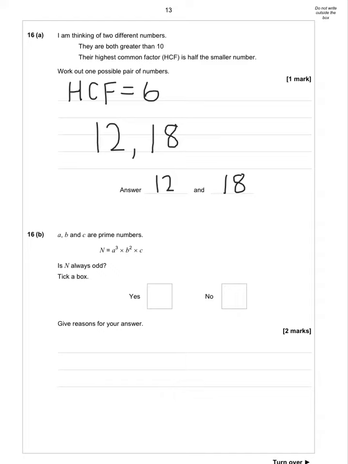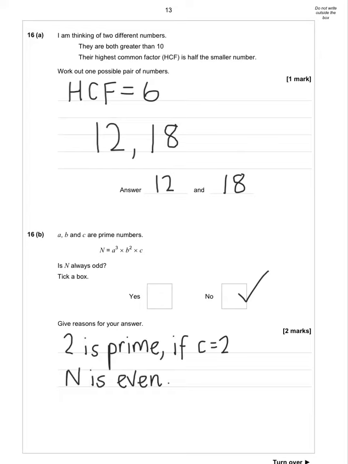16b. A, B, C are prime numbers. Is n always odd? Nope, it is not. Why not? Well, 2 is a prime number. So if C was 2, whatever a cubed times b squared was, odd or even, when we double the value, it will give you an even number. So that's why not. So I would write something like this. 2 is prime. If C equals 2, n is even.